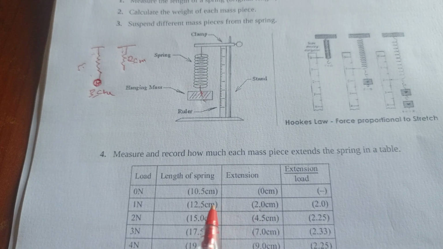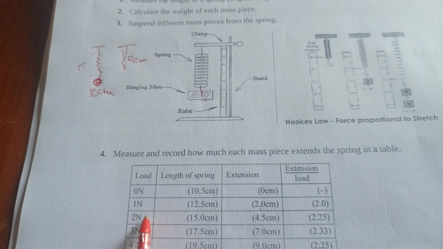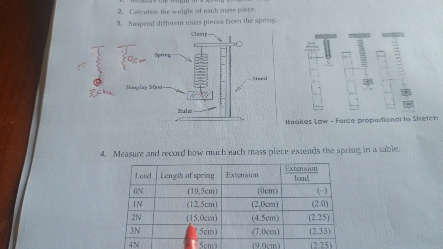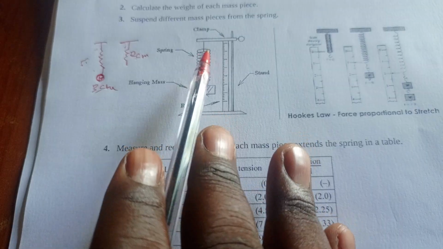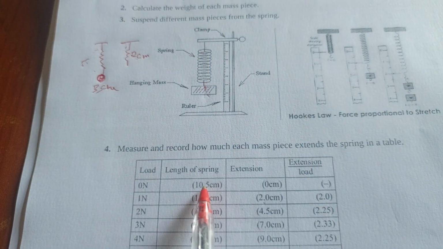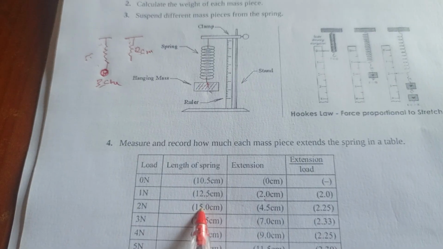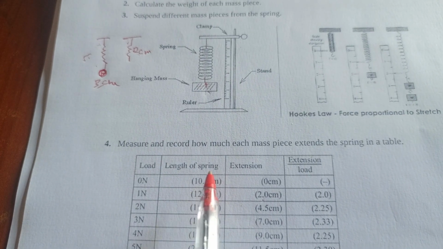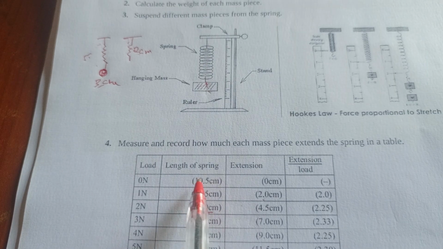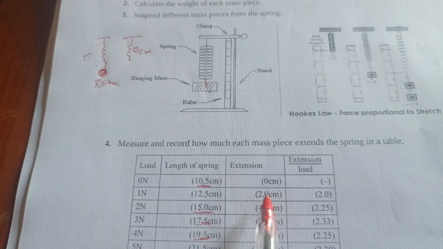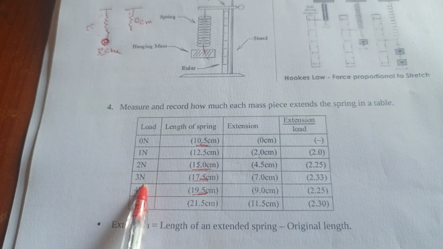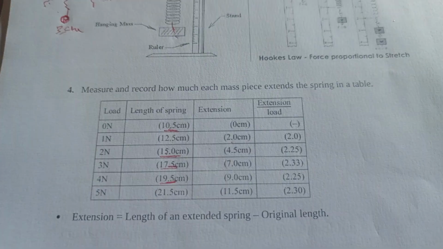Okay. Then again, when you put 2 Newton here, our extension, the length of the spring, will increase from 10 to 15. So for us to find the extension, subtract this minus this. In short, we're just subtracting this number minus the original length of the spring, and also this number minus the original length of the spring, everything minus the original length of the spring to find the extension. Okay, hope it's very much clear here.